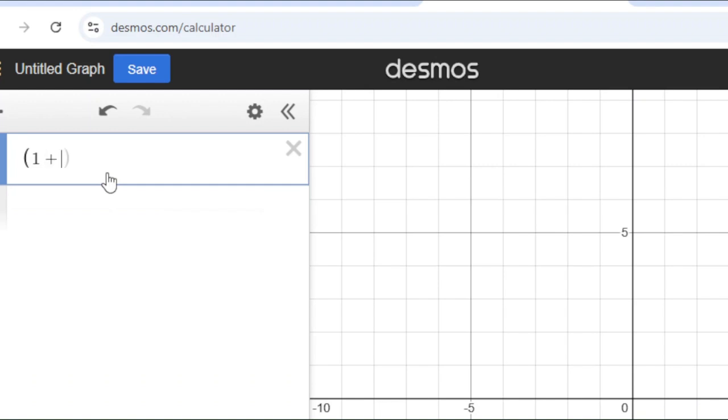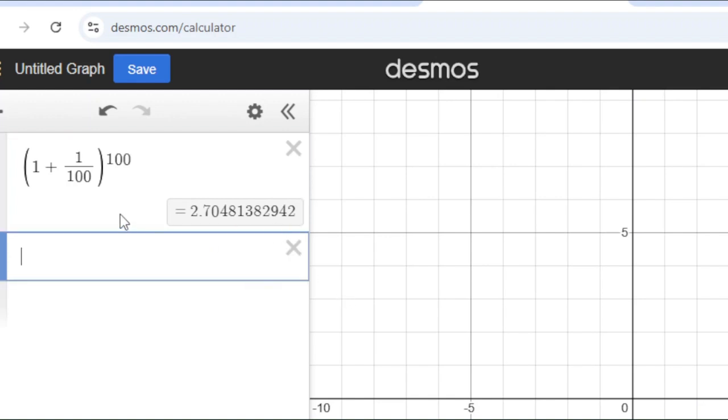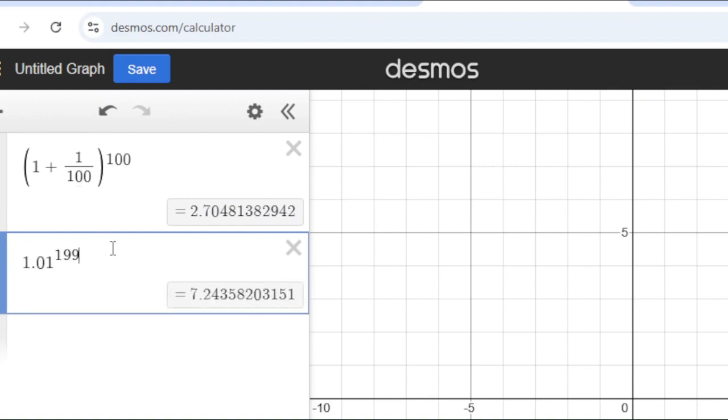So we can type it in: 1 plus 1 over 100 to the 100th power. Okay, notice we get 2.70481. It said round to 5 decimal places, so 2.70481. Now, another way to do this: 1 plus 1/100th, isn't 1/100th like 0.01? So this would be like 1.01 raised to the 100th power.